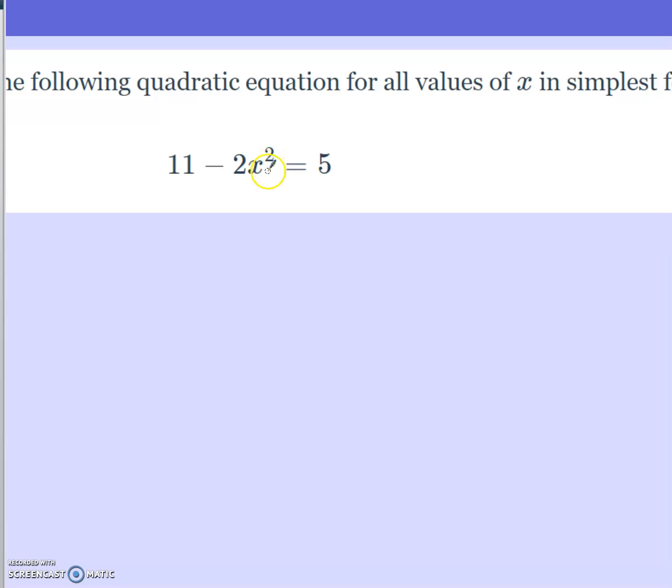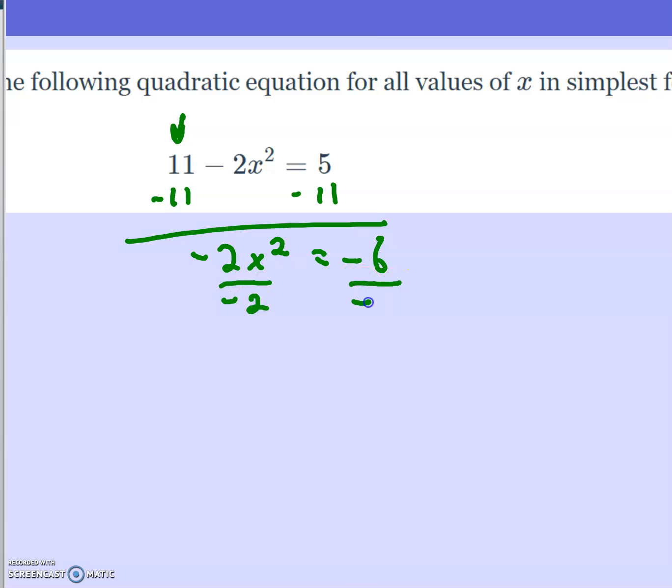We want to get the x by itself, but there's this other stuff over here. And so what I'm going to do first is get rid of that 11 to at least try to get the x squared by itself a little bit more. So I'm going to subtract 11 from each side. That gets me a negative 2x squared. Don't lose that negative sign right there, so be careful about that. Equals negative 6. Okay. Now, the x squared is still not by itself, so I'm going to divide off a negative 2 here because it's multiplied on there. So that gets me x squared equals 3.